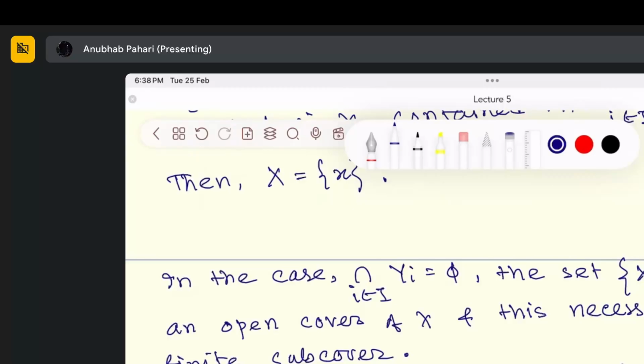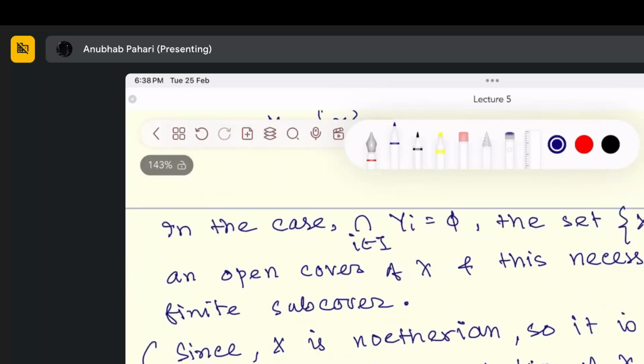Okay, so what is this actually saying? That if the intersection is 0, then the set of X minus Yi is an open cover, right? And this necessarily has a finite subcover, so that means this finite subcover, X minus Y1 union ... union X minus Yk, say, is X.